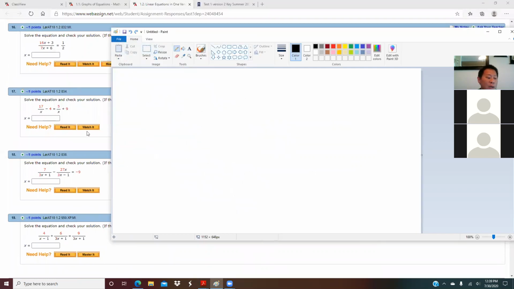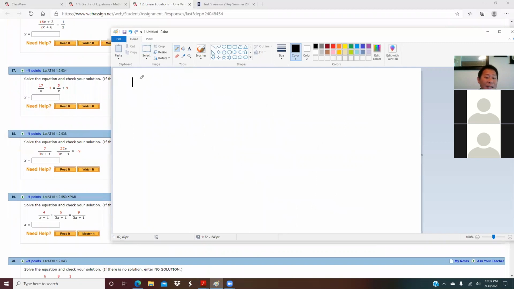So we're going to continue with number 17. Yeah, things are going to get very difficult here. So again, you can find your LCD here. This 4 is over 1 and this 9 is over 1. Can someone tell me what is your LCD for question number 17? If you got this, anyone know what's the LCD here?